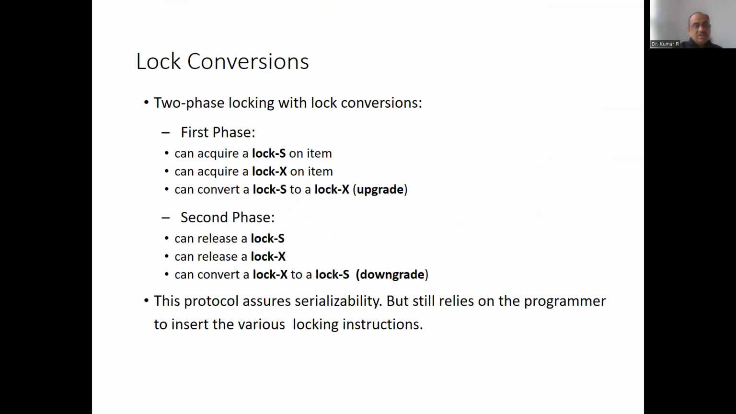In the first phase, we can acquire a lock-S on an item, acquire a lock-X on an item, and convert a lock-S into a lock-X, which is an upgrade. Once you have got the shared lock, it can be converted to an exclusive lock. In the second phase, we can release a lock-S, release a lock-X, and convert a lock-X into a lock-S, which is a downgrade. The first phase is upgrade, the second phase is downgrade. This protocol ensures serializability, but still relies on the programmer to insert the various locking instructions.